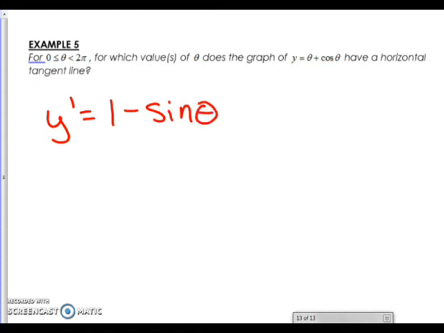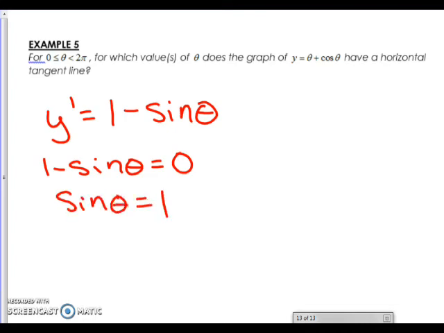It's just a different variable. If this was an x, the derivative of the variable would be 1. So it's just a different variable. And so now I am setting the derivative equal to 0. Horizontal tangent line, you should be thinking take the derivative, set it equal to 0. And then you're going to have sine of theta equals 1.